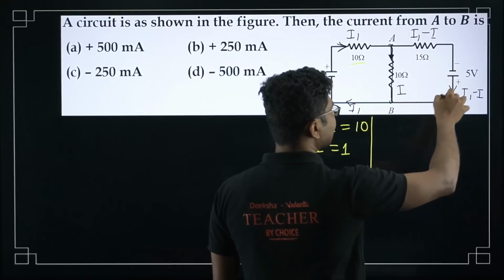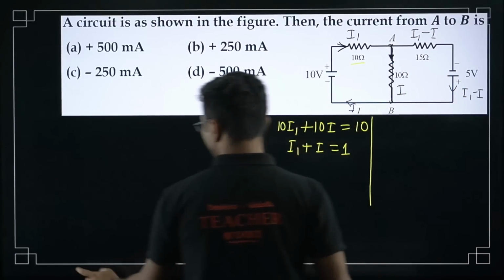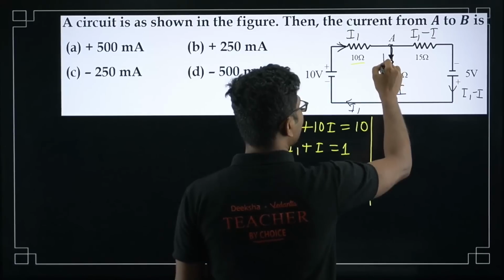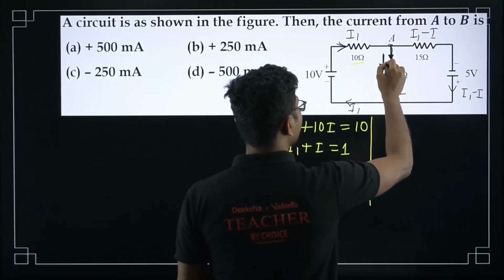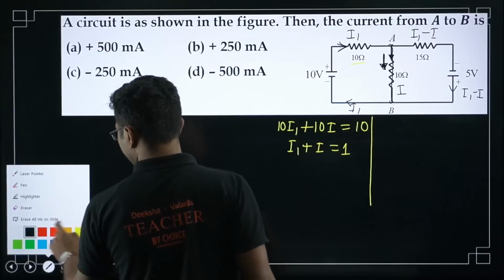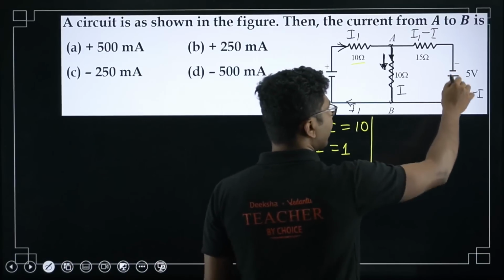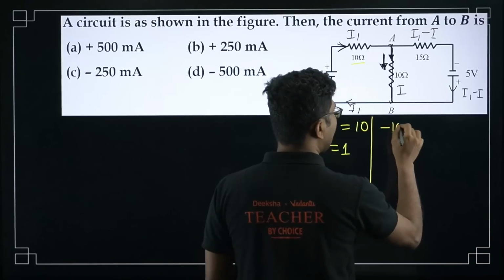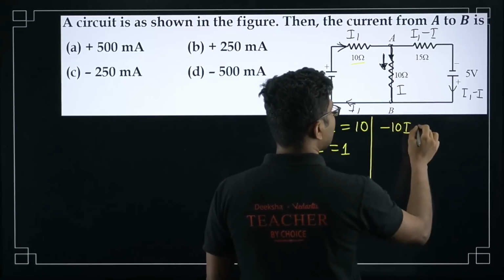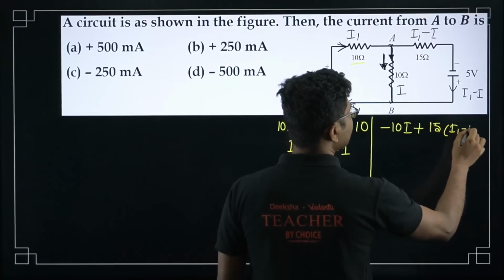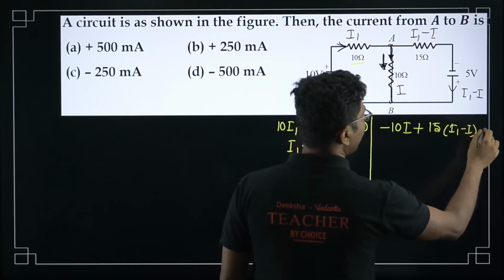Now this side, battery is sending current in this direction, and we assume that the current in this junction is going in this direction, right? It is going out, right? That's why it is minus here. Now current in this loop is going in this direction, so you have to take this as negative. So minus 10I plus 15 I1 minus I equals to 5.